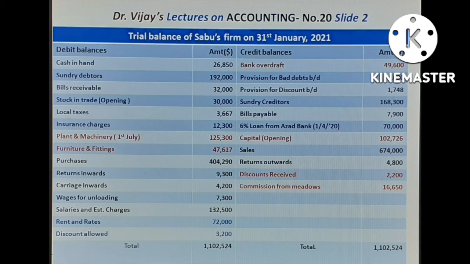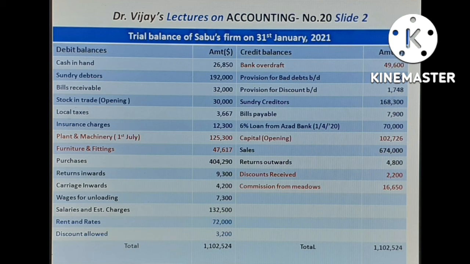Credit balances include bank overdraft, which is a current liability. Then provision for bad debts and provision for discount brought down. These 2 are old provisions for bad debts and for discount allowed, can be explained only further. Sundry creditors and bills payable are current liabilities. 6% loan from Azad Bank taken 1st April 2020 is term liability. Capital, that is opening capital, along with that net profit are to be added and drawings to be subtracted, etc.